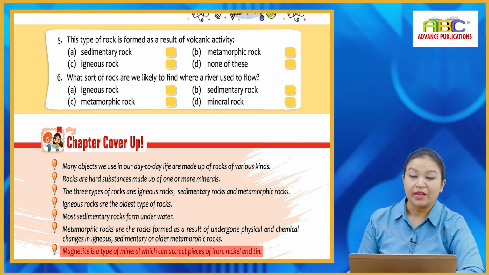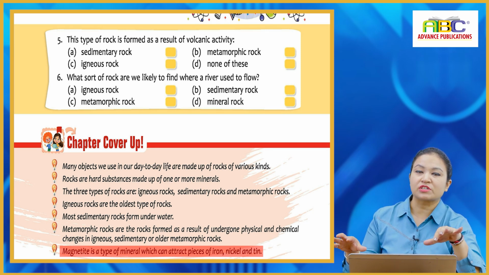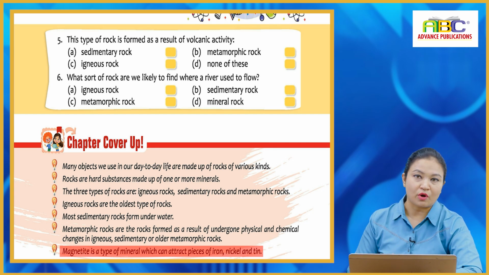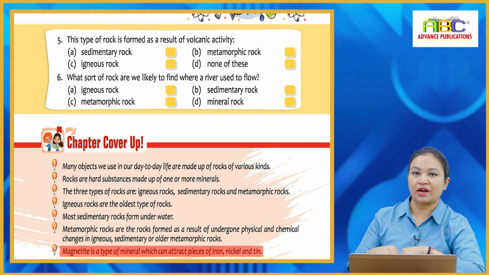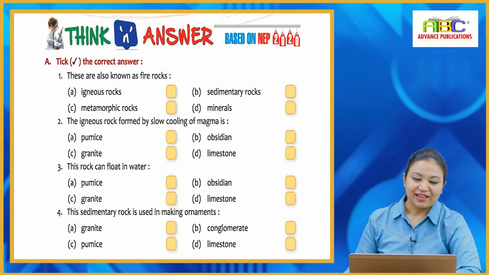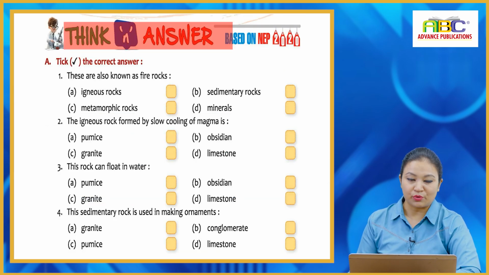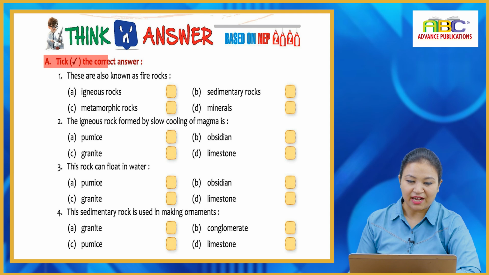इग्नियस रॉक्स जो होती है, ये पूरी जितनी भी रॉक्स हैं उनमें ये सबसे पुरानी रॉक मानी जाती है. सेडिमेंट्री रॉक जो है ये पानी के अंदर बनती है. ठीक है. मैग्नेटाइट के बारे में हमने जाना, जो एक तरह का मिनरल है जो कि आयरन, निकल को अपनी तरफ अट्रैक्ट करता है. Now think an answer based on NEP 2020. A, tick the correct answer.